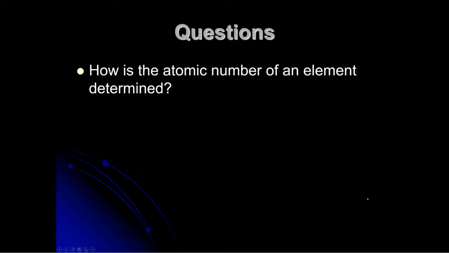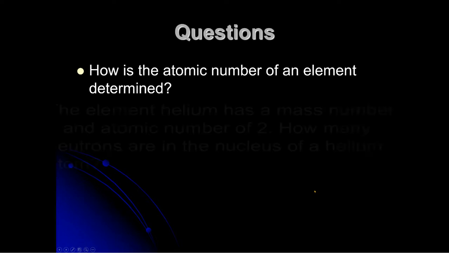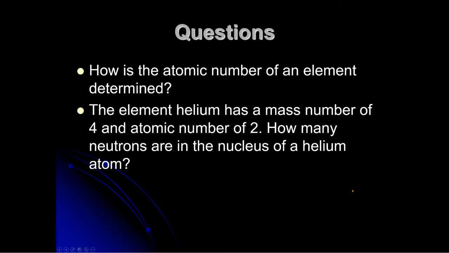Questions. How is the atomic number of an element determined? The atomic number of an element is determined by the number of protons. The element helium has a mass number of 4 and an atomic number of 2. How many neutrons are there in the nucleus of a helium atom? Well, you take the mass number, 4, and subtract the atomic number, 2. 4 minus 2. How many neutrons are there? 2.